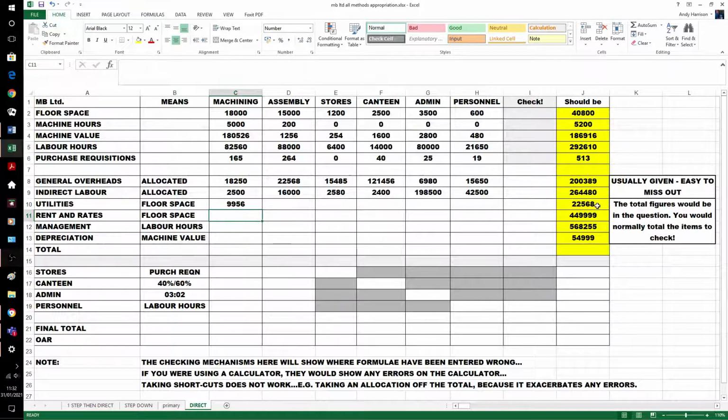So of that 22,568, we have credited the overhead control account and debited the machining department. We put that into the machining department. Similar, except it's now D2 because it's the assemblies floor space. That will stay the same, and the bill will stay the same.